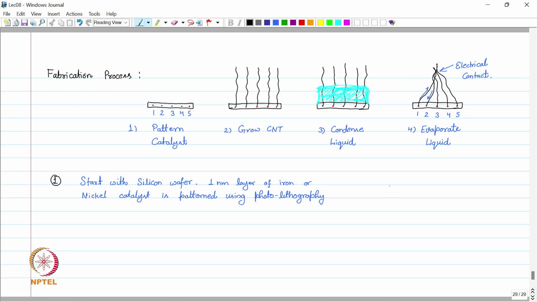So we have this silicon wafer. On top of this we put a nickel or iron layer, which is very thin layer, and then in the next step we pattern it to make pads. So in this step now we do photolithography and make the pattern. So this is the pattern we make.